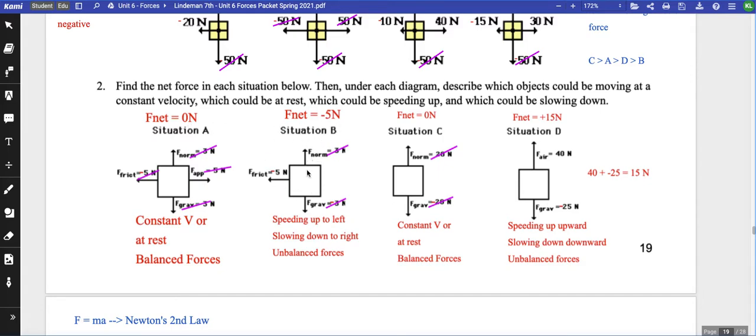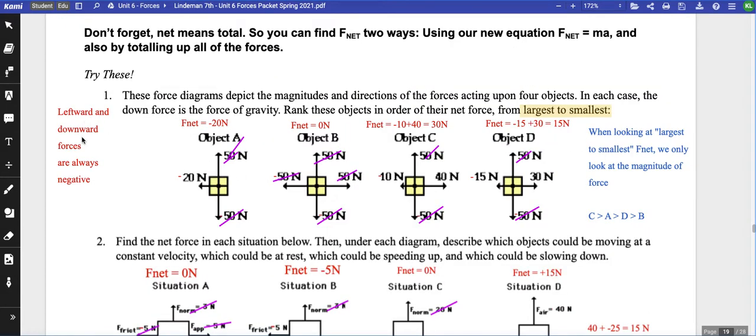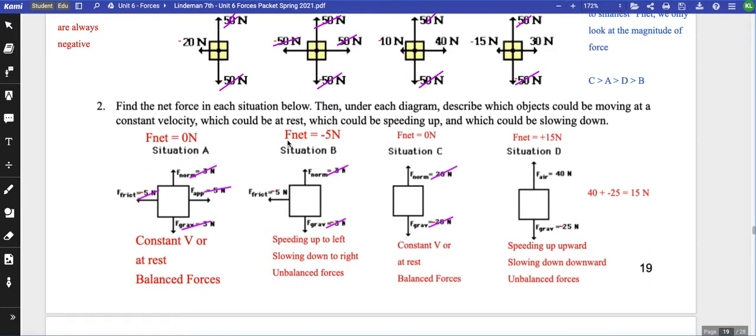For situation B, my up-down forces cancel out. Again, I've added in little negatives there for my leftward and my downward forces, because remember, leftward and downward forces are always negative. So those have canceled out, leaving me with this 5 newtons, negative 5 newtons to the left. So that's where I get my net force there.